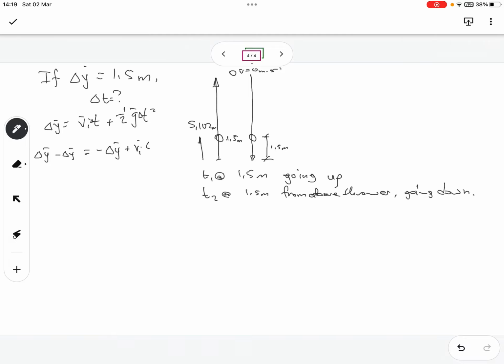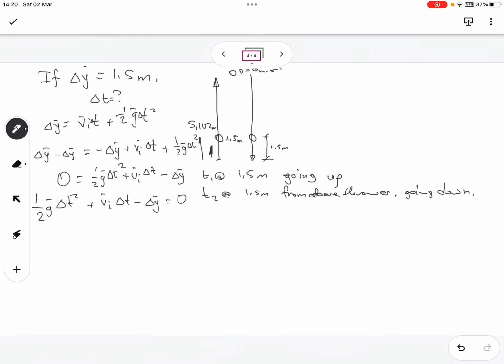So we're going to have delta y minus delta y equals negative delta y plus v initial delta t plus a half g delta t squared. This gives us 0. That equals 1 over 2 g delta t squared plus vi delta t minus delta y. And that's the same as, I guess, in the learning guide, 1 over 2g delta t squared plus vi delta t minus delta y equals 0. So it's one and the same thing. It's just writing one on the other side of the equation.